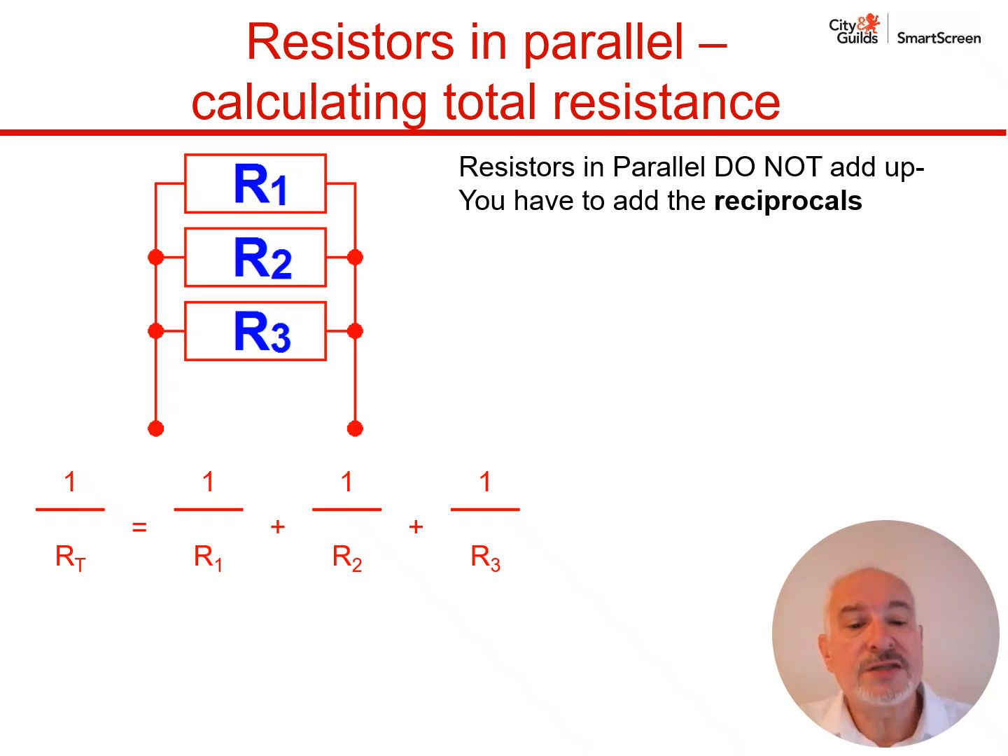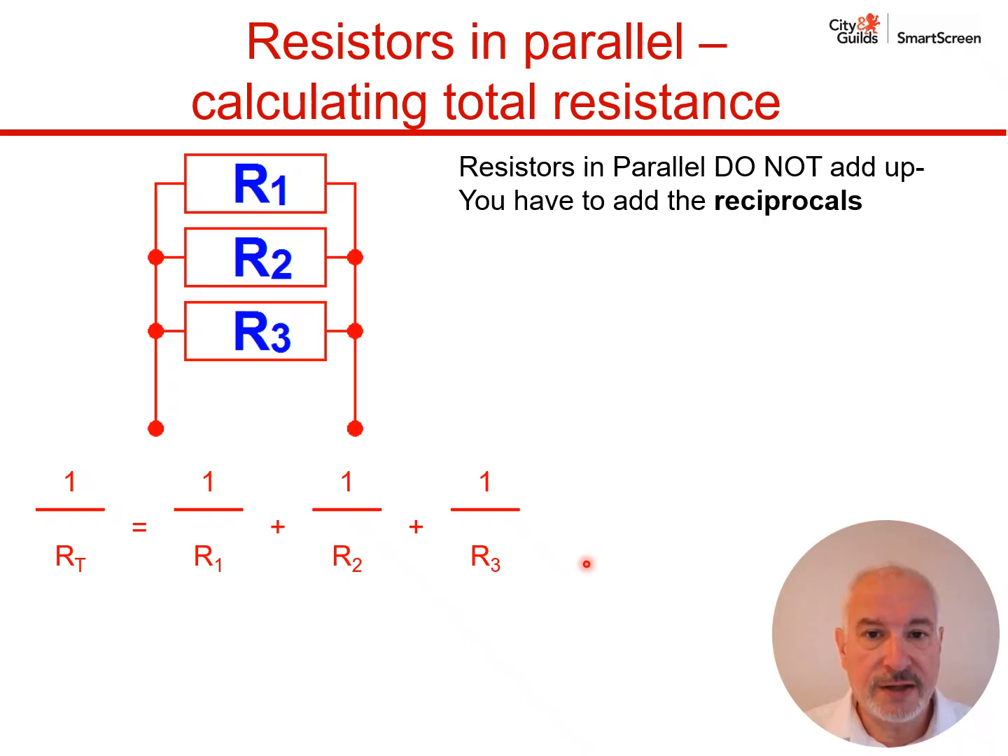So to calculate the total resistance in a parallel circuit, we have to do this formula here, which is that 1 over RT, that means the reciprocal of the total resistance, will be equal to 1 over R1, the reciprocal of resistor number 1, plus 1 over R2, plus 1 over R3. So it's a completely different method of calculating resistance. In a parallel circuit, we use reciprocals, and that formula would give us the reciprocal of the total resistance.